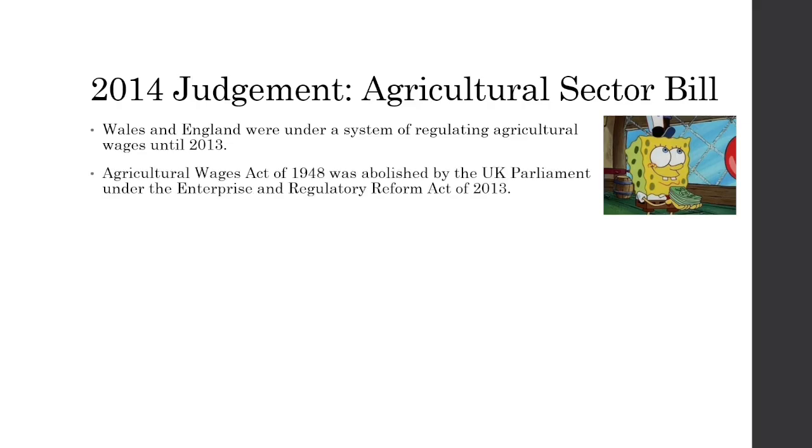So a little bit of history. Wales and England were under a system of regulating agriculture wages, so pay, until 2013. So they're under the same ideas of payment for their agriculture sector until 2013. And this was under the Agriculture Wages Act of 1948, and this was established by the Parliament until 2013 came along and wiped this system under the Enterprise and Regulatory Reform Act.